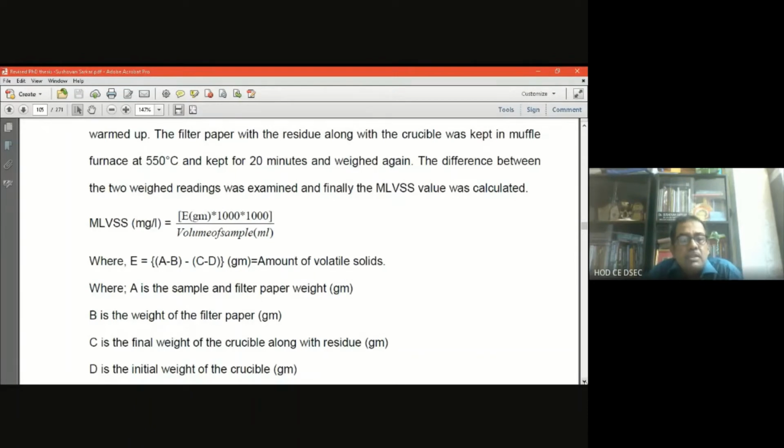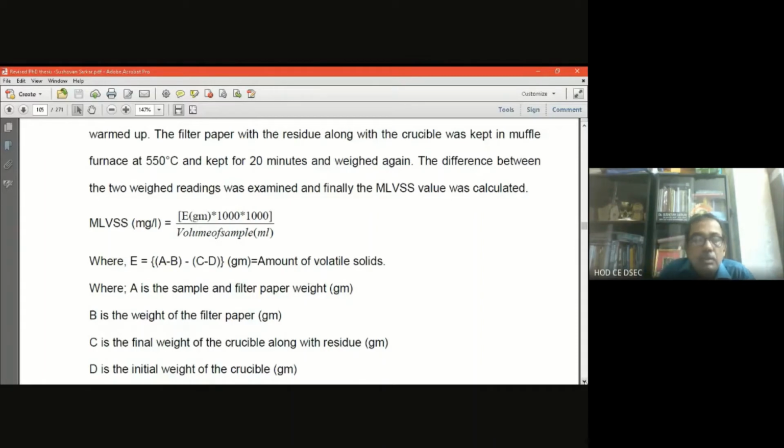Why are there 4 subtractive parameters in the numerator, A minus B minus C minus D? Now, A is the sample and filter paper weight. Fine. B is the weight of the filter paper. So if you subtract B from A, what weight will you get? You deduct the weight of the filter paper from sample plus filter paper, and you will get the weight of the sample.